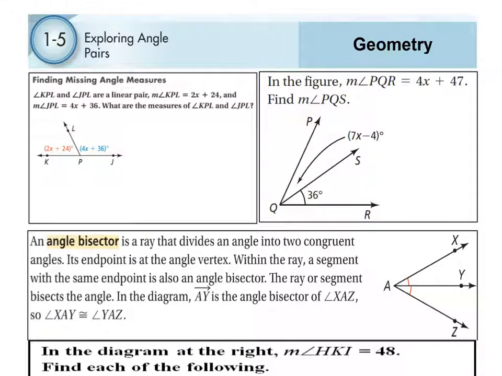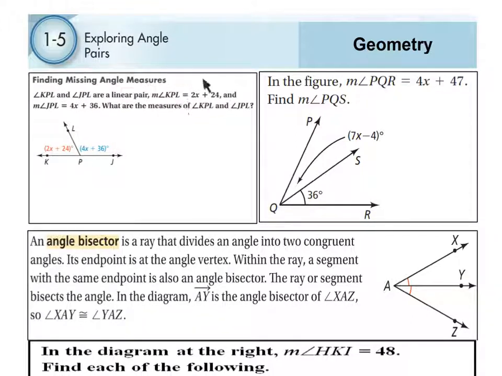Section 1.5, and in this section, we're going to be talking about linear pairs, which we've already discussed a little bit, and angle bisectors. So let's review a little bit here with linear pairs. Let's take a look at this first example up here. It says here angle KPL and JPL are a linear pair.